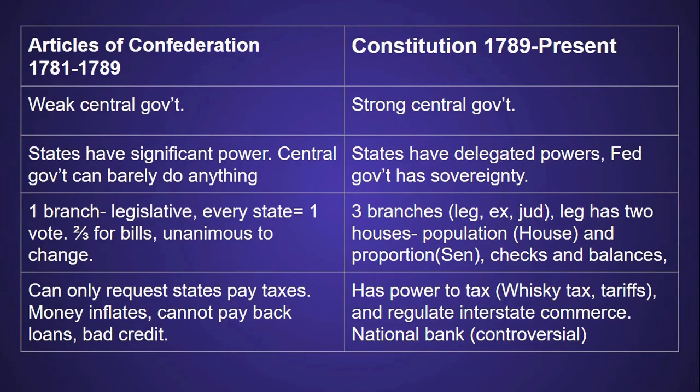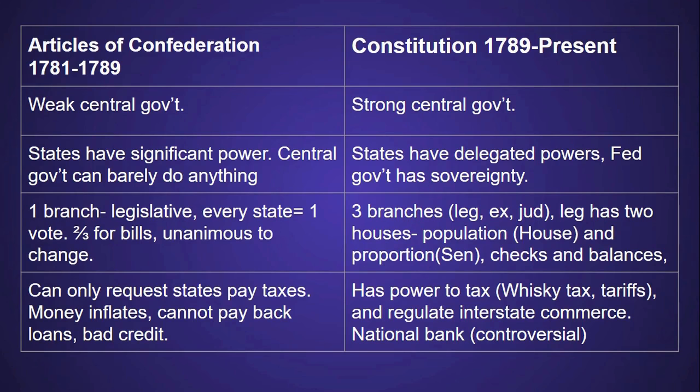First, the central government in the Articles of Confederation was weak, and this is what led to its downfall, while the Constitution created a far stronger government than that of the Articles. Under the Articles, states had significant power, nearly as much as an independent country would, while the central government could barely do anything. Under the Constitution, there was a clear delegation of powers to both the federal government and state governments. While state governments have specific areas of control, like education, the federal government had sovereignty over the states.